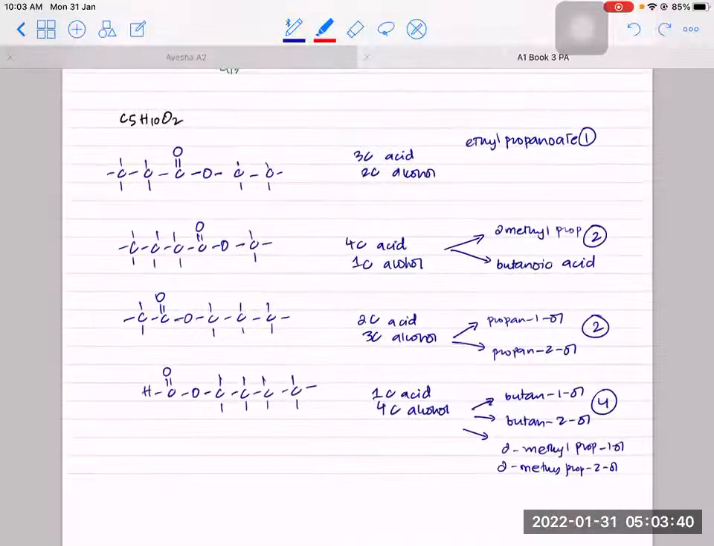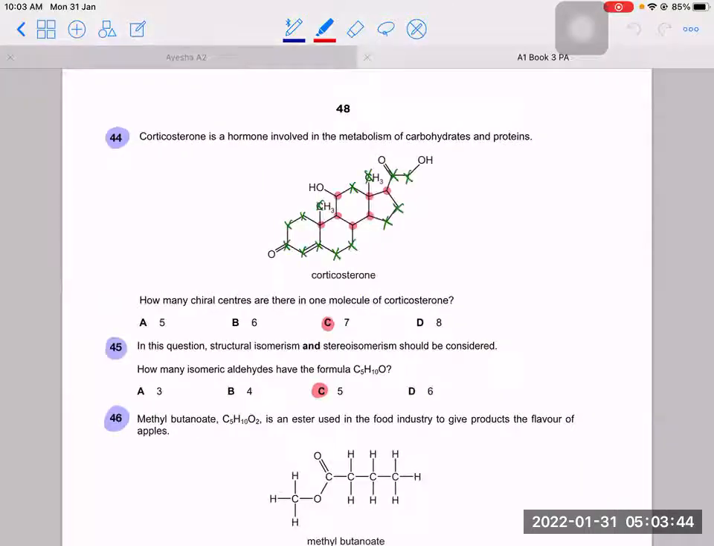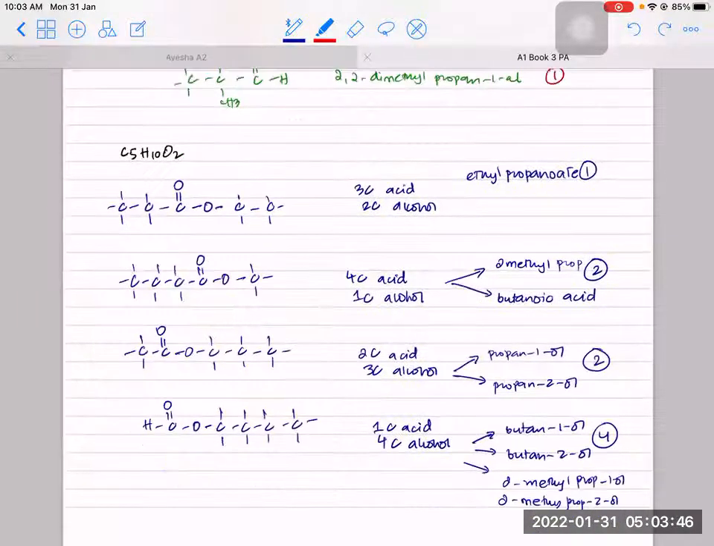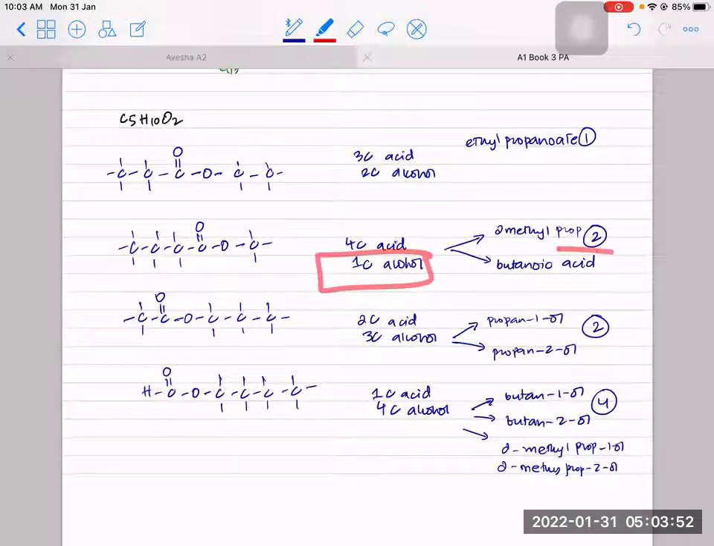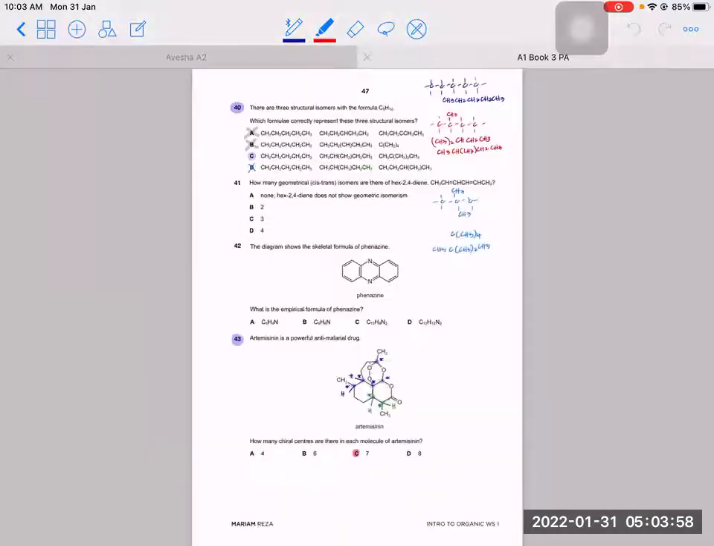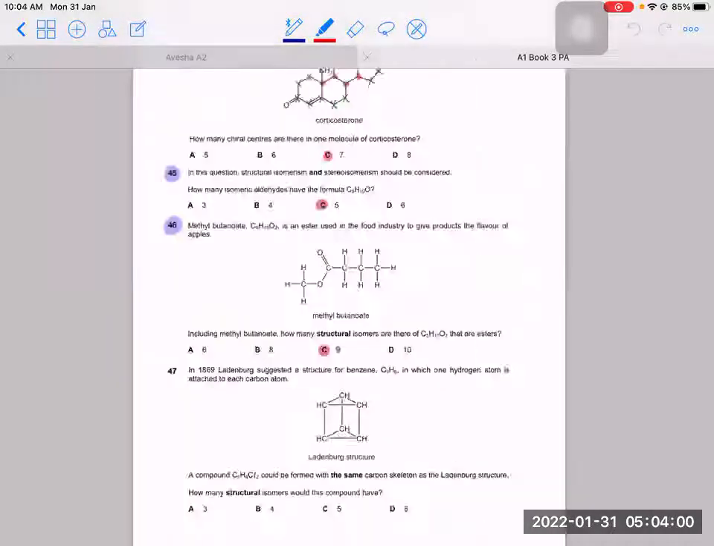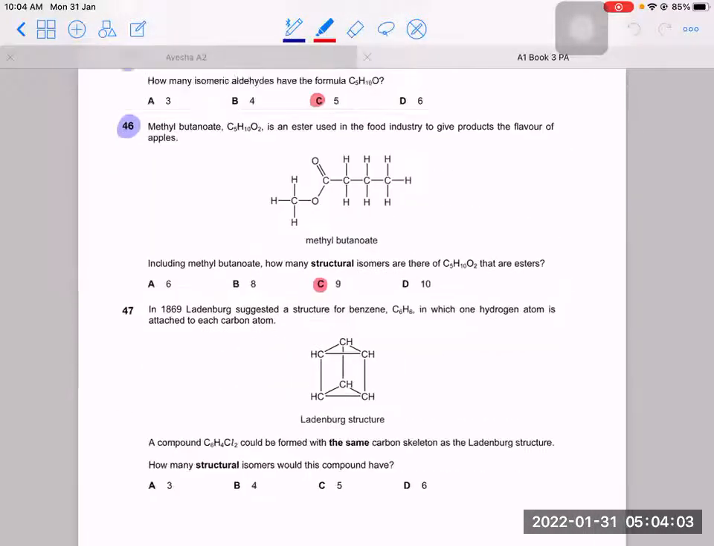You've already accounted for methyl butanoate in these. You've already done methanol and butanoic acid. You've already done 1-carbon alcohol and butanoic acid. You've already accounted for it. Is this clear? Very quickly, guys, let's complete the remaining questions. So 9.